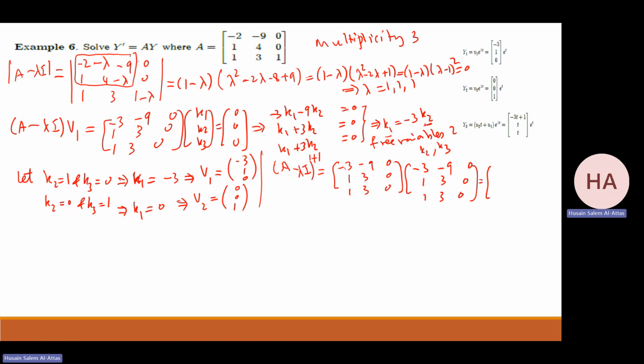See what you will get. The first row times the first column: 9 minus 9, that will be 0. The first row times the second column: 27 minus 27, that is 0 also. And the third column is 0, 0. So you have nothing, 0. Same thing: 0 minus 9 plus 9, 0, 0. This will be the same.